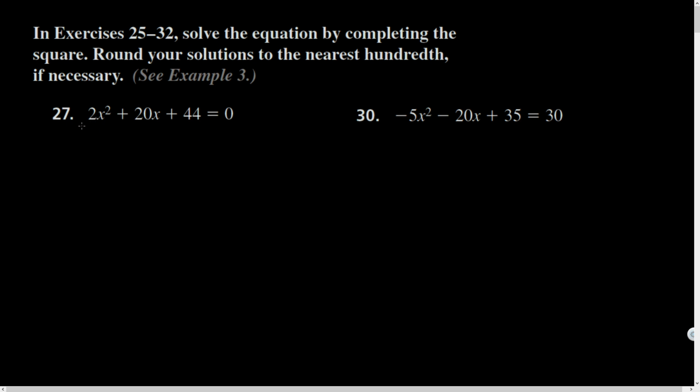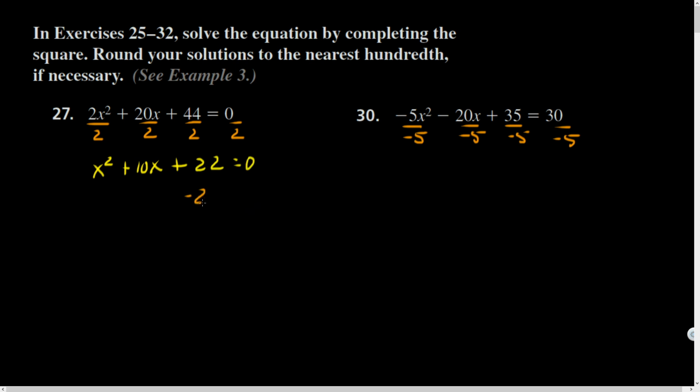What's unique about this problem is there's a number in front of the x squared term. The easiest way in this case is to just divide everybody by a. Similarly, over here, divide everybody by a, and it'll make the completing the square process much easier. So over here, x squared plus 10x plus 22 equals 0.